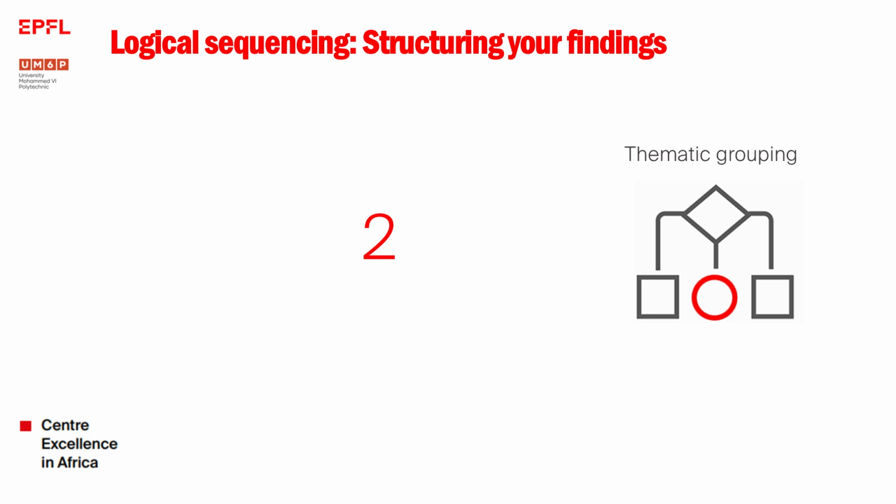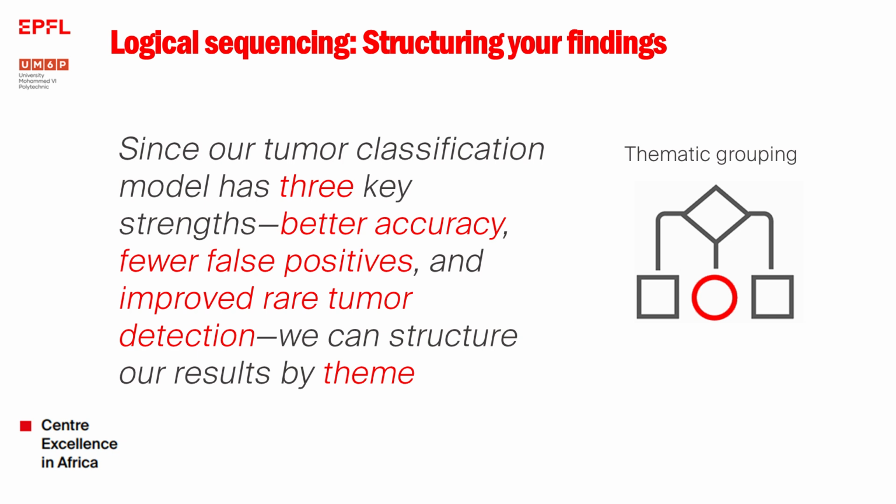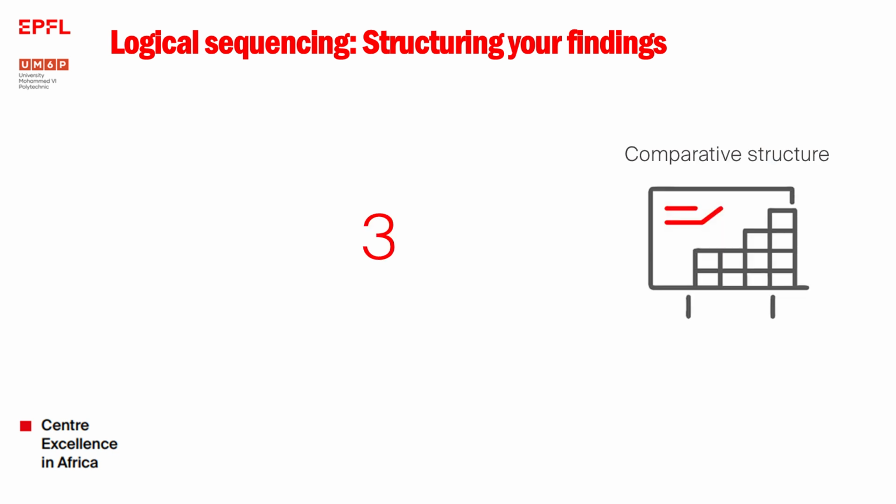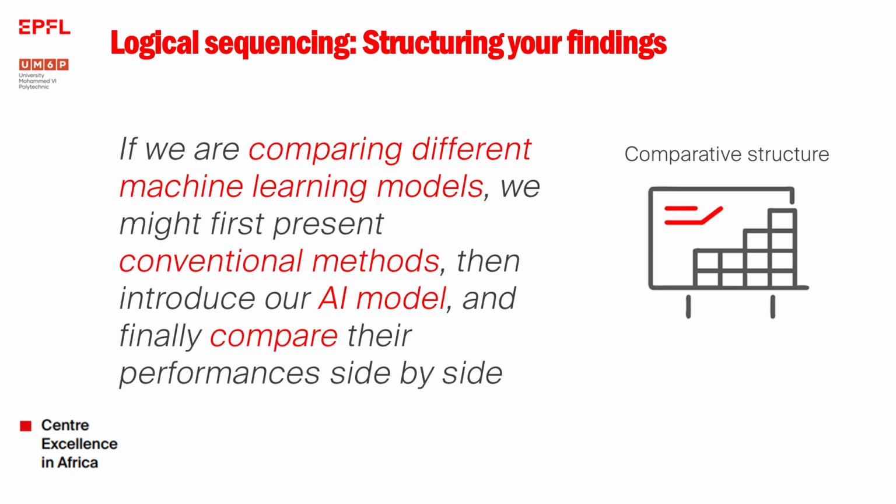2. Thematic grouping, if findings fit into clear categories. Since our tumor classification model has 3 key strengths, better accuracy, fewer false positives, and improved rare tumor detection, we can structure our results by theme. 3. Comparative structure, if contrasting findings are important. If we are comparing different machine learning models, we might first present conventional methods, then introduce our AI model, and finally compare their performances side by side.